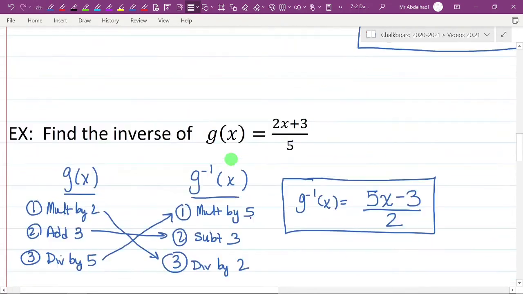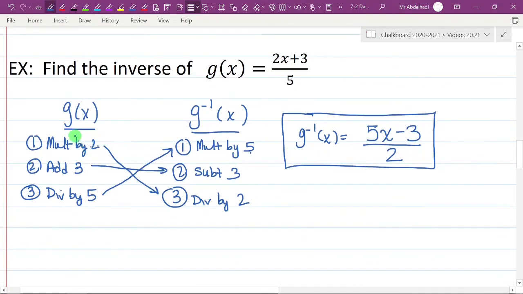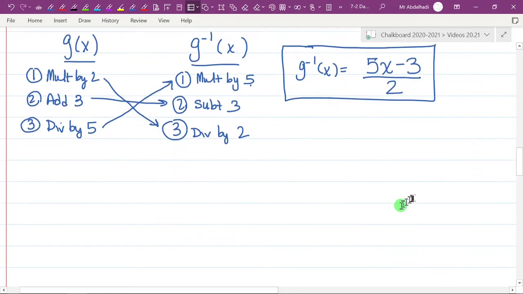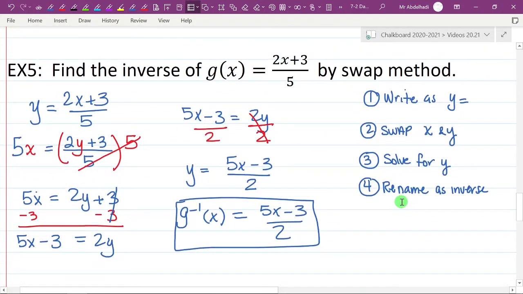Now look at all the work we did here, and then compare it to the verbal method, where we wrote ourselves 3 steps, and then boom, went straight to the answer. So the verbal method is not harder. In fact, I think it's a lot easier, and it makes a lot more sense than just saying follow these steps blindly. So anyway, we have to be able to do both. That is the same exact problem done with the swap method.